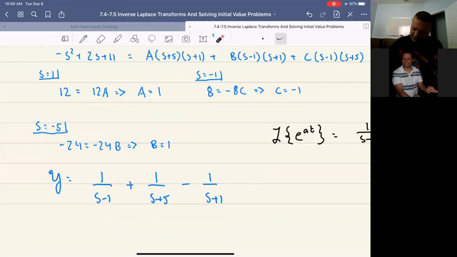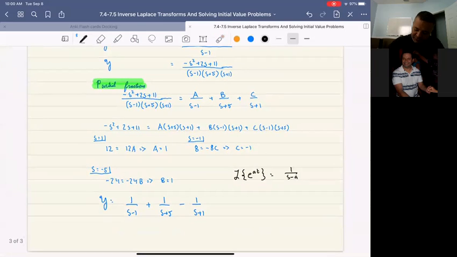Okay, so that means taking this through the inverse Laplace transform, our y of t equals e to the t plus e to the negative 5t minus e to the negative t.